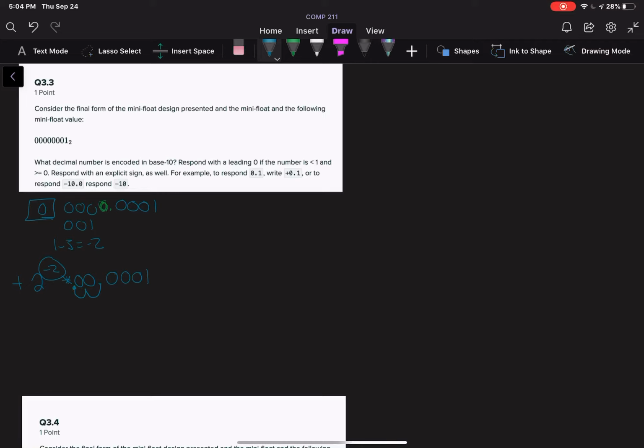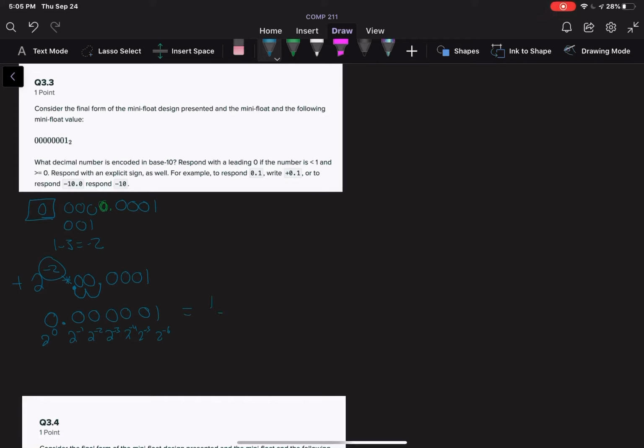And so then our binary representation of this number is 0.000001. And the last thing we need to do is convert this back to decimal. So we know that this is 2 to the 0 power. So this is 2 to the negative 1, 2 to the negative 2, 2 to the negative 3, 2 to the negative 4, 2 to the negative 5, and 2 to the negative 6. So 2 to the 6 is 64.